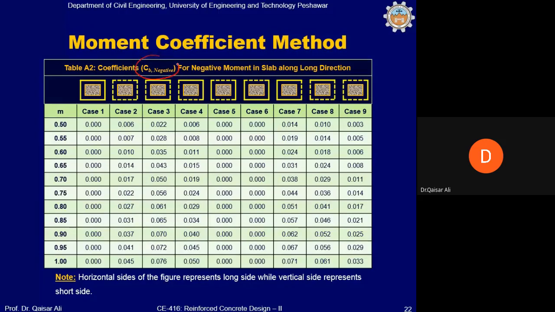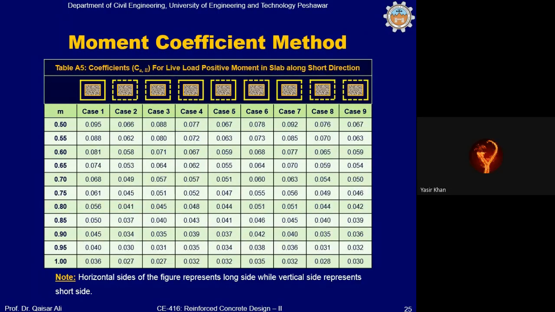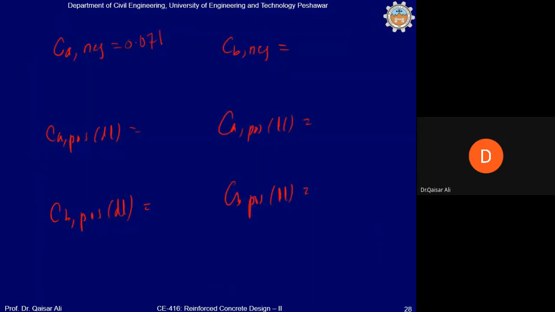Now coming to Cb negative. M is equal to 0.8, it is case 4. So what is the coefficient value? 0.029. Write 0.029 here. Note the remaining coefficients yourself and tell me at the end.